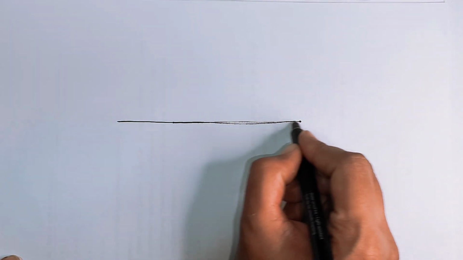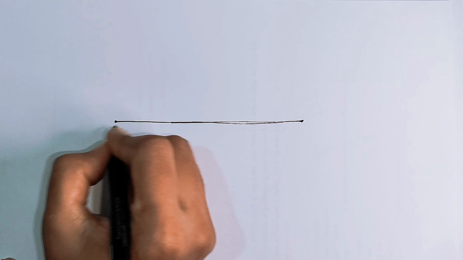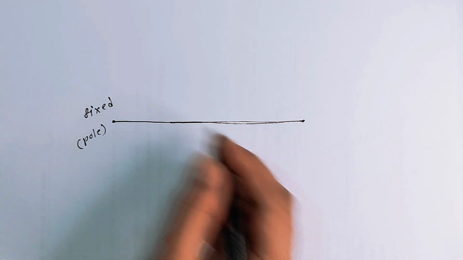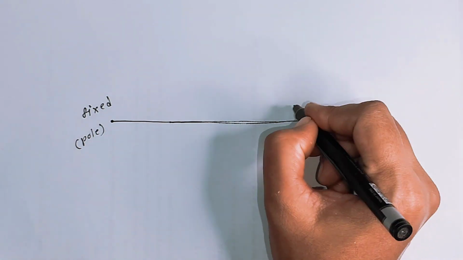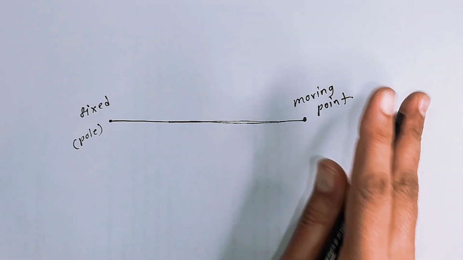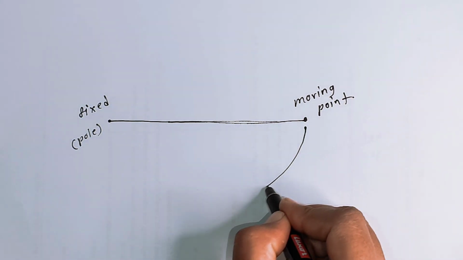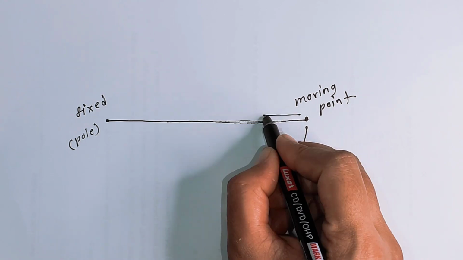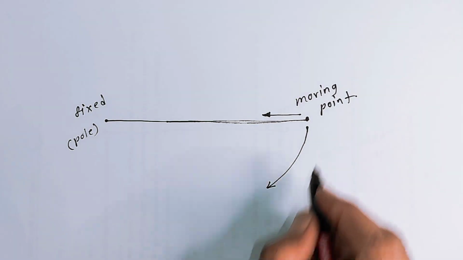Start with a straight line which is fixed at one end, and that fixed end is known as the pole. And the other end of the line has a point on it, and it is a moving point. So now two things happen at the same time. The line rotates around the pole and the point slides towards the pole at a constant speed along the line.